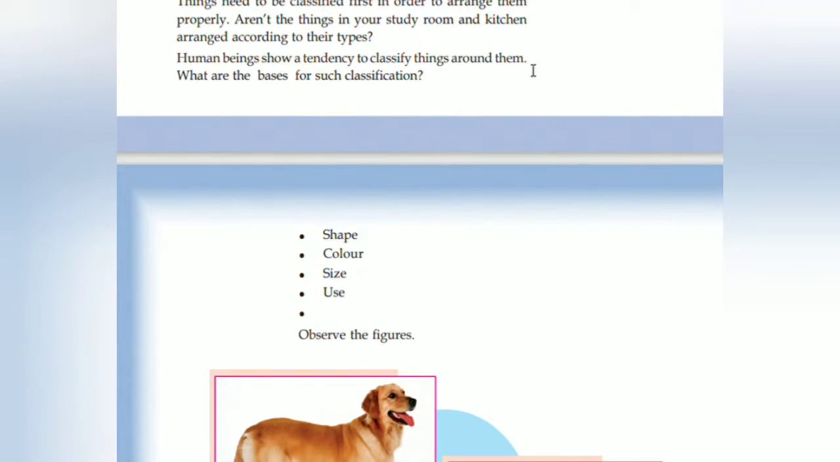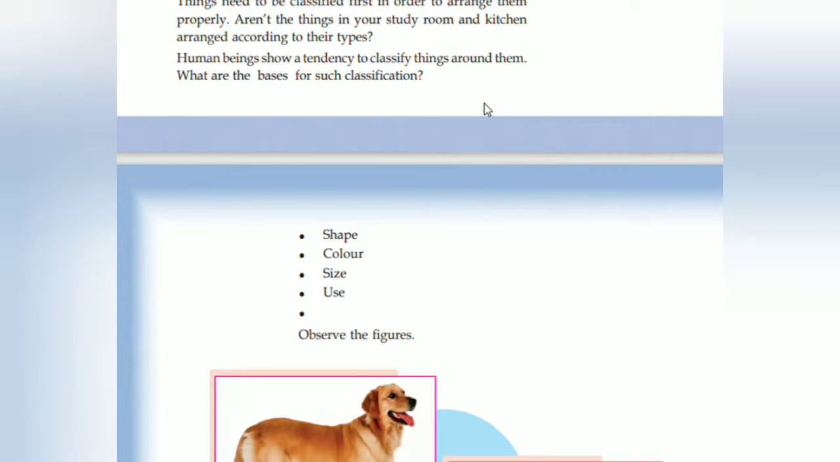Human beings classify the things around them, in a regular manner. What is the basis of such classification? So what we are choosing for classifying such objects, we are choosing their shape, color, size and views.